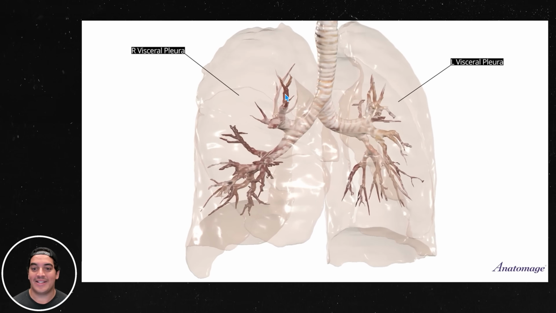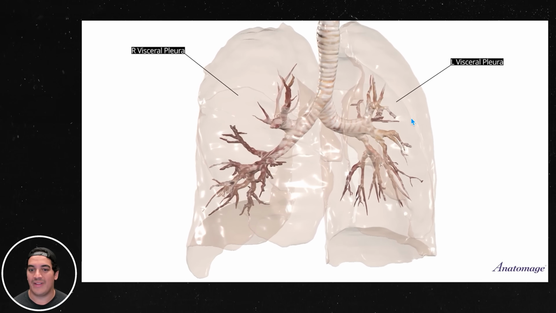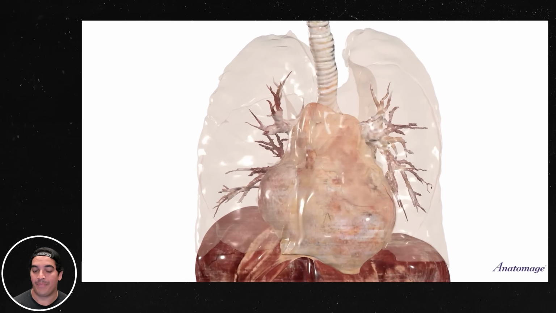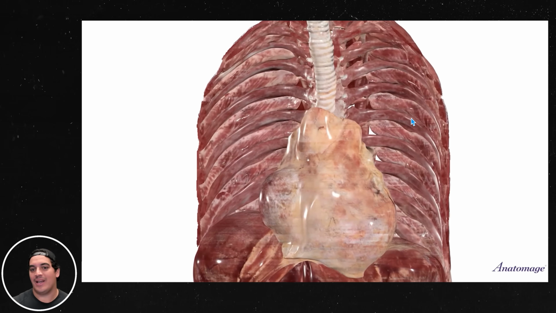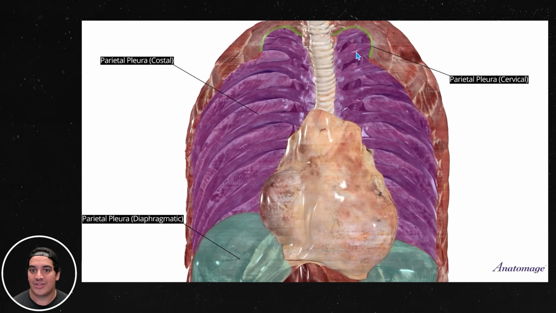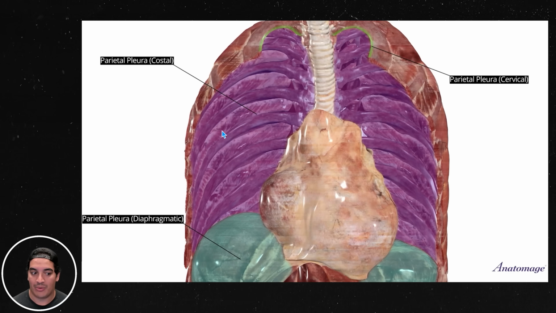All right, the next thing is talking about the pleura. You have the visceral pleura, that is the lining, the one that clings to the actual lung tissue itself. All right. And then as we go further outwards towards the chest wall, you have the parietal pleura, and you have that cervical portion. Okay, you also have the costal portion by the ribs. You have that diaphragmatic portion.